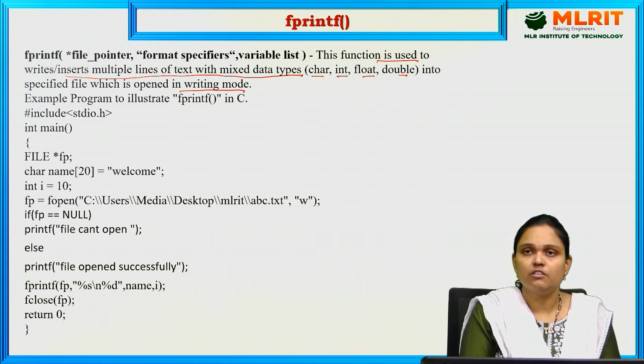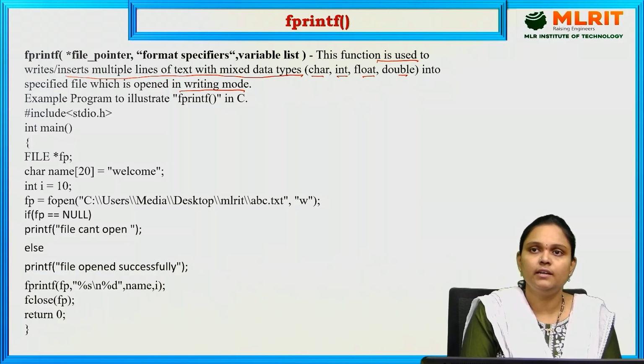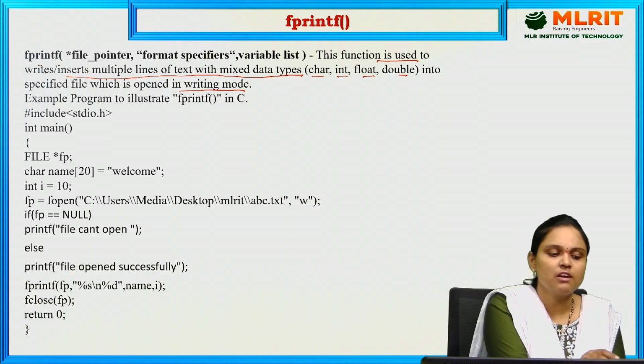By using fputc and fputs functions, we can write only characters. So if you want to write any integer values or any double values or any float values, at that time we need to use this fprintf function.